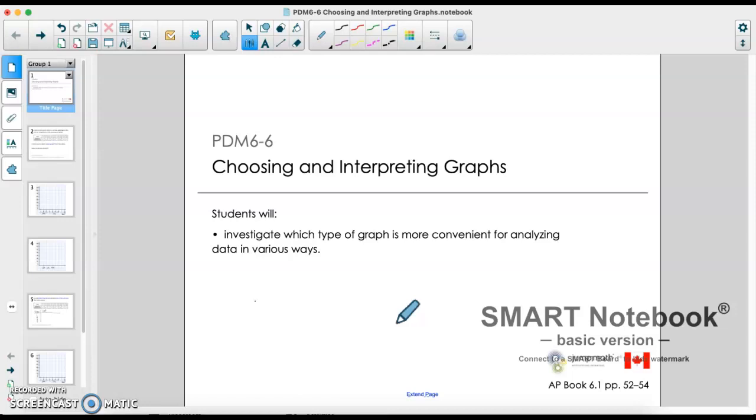So by the end of this video, and then hopefully the end of the practice, we will be at the point where we can say, I can investigate which type of graph is more convenient for analyzing data in various ways, which is not an amazing way of saying, I can look at a data set and figure out which is the best kind of graph to use. That's really what we're kind of doing. So here's where we're going to start.